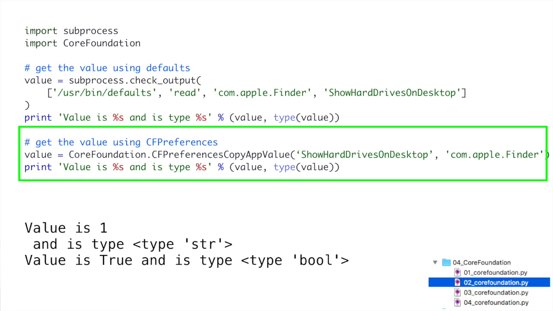So defaults gives us, well, we get 1 back, so that sounds like a number, but Python tells us it's actually a string. And if you notice, there's a line break after the 1, so we're actually getting 1 and a carriage return back from the function. So if we're trying to find out the setting, if it's on or off, true or false, we're going to have to do a little translation or conversion of that string value that we got back. However, CFPreferences gives us an actual Boolean value. We don't have to translate it.